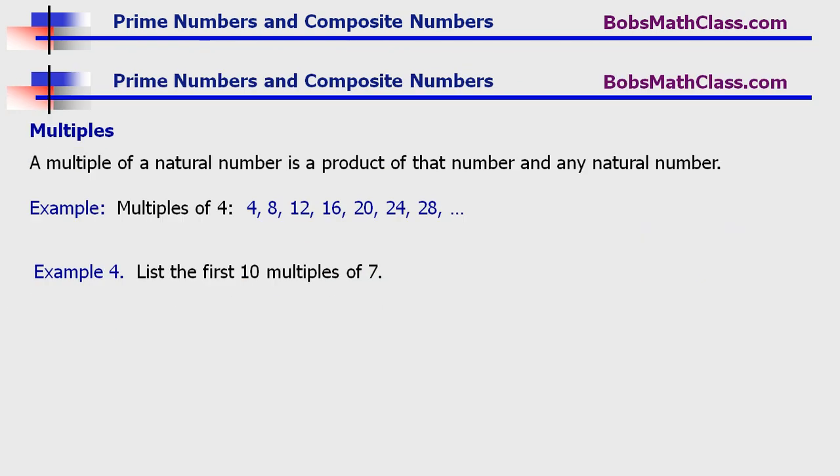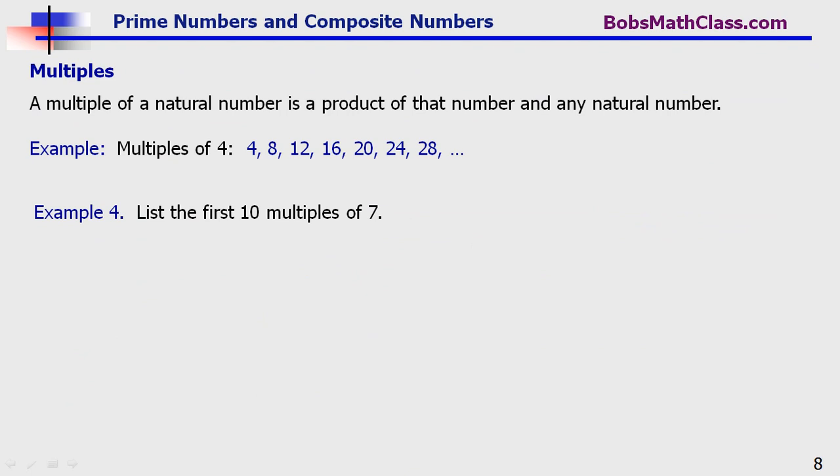Okay, let's see what's next. Multiples. A multiple of a natural number is a product of that number and any natural number. So multiples of 4: 4, 8. If you keep increasing by 4, they're called multiples. 4, 8, 12. Or you multiply that number by the natural numbers. 4 times 1 is 4. 4 times 2 is 8. 4 times 3 is 12. 4 times 4 is 16, etc. So that's why we say it's a product of that number and any natural number.